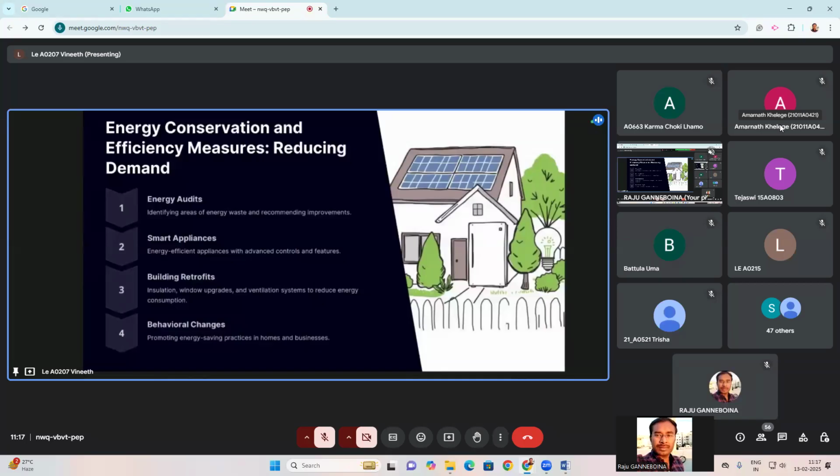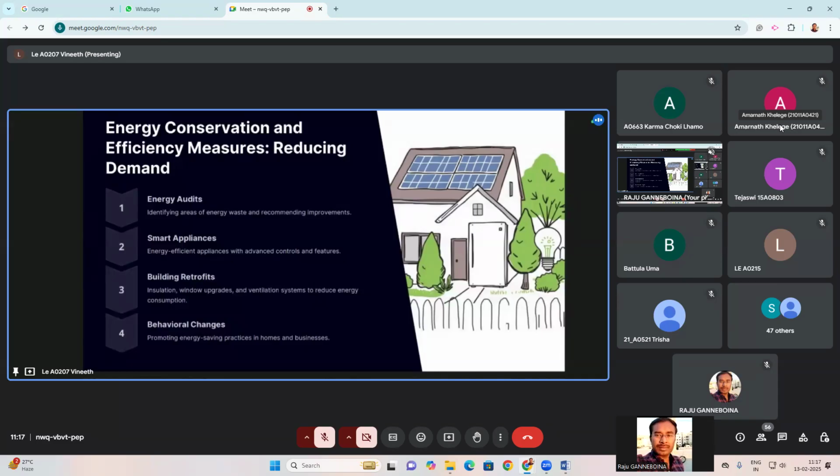Second one is smart appliances: using energy efficient appliances. For example, if someone is using an incandescent lamp, which is burning, as compared to an LED, you can suggest that they should use an LED. These are simple tips, but they can be applied on a mass scale in different industries also. So that will account for a larger amount of energy savings.